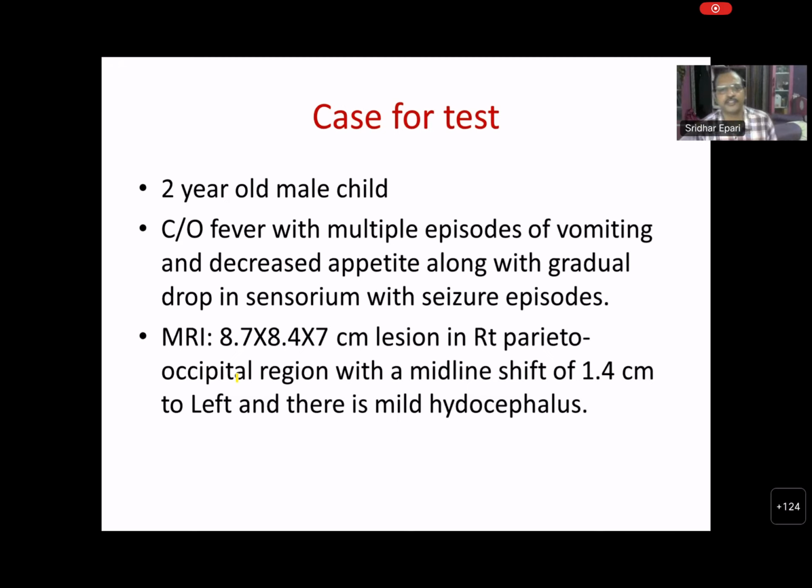Now, if that is over, you can take the test. So who is going to volunteer for this case? Maybe Akumdini, you want to take it.